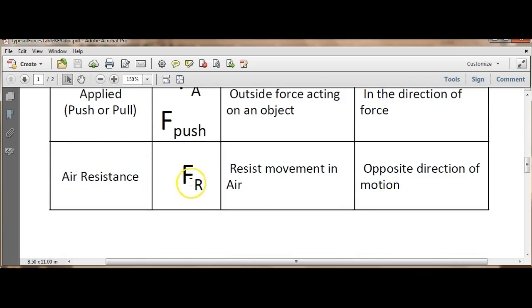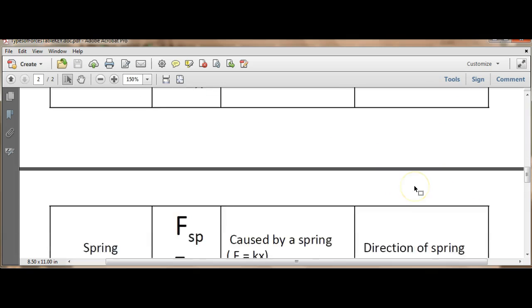Air resistance, Fr for air resistance. Sometimes you also might see F air here. And it's the resistance to movement in air. And if you think about it, if you've ever run into a wind that's pushing on you, it's the opposite direction of the motion. For our purposes, most of what we'll do does not have air resistance in it, but we will have a couple of problems just to practice how air resistance works. Remember, it's the opposite of the direction of the motion.